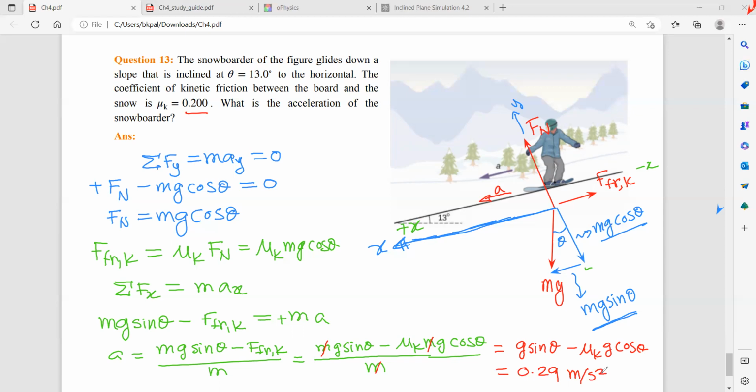So that's basically it. In the next class, I will be talking about uniform circular motion. Some parts of uniform circular motion are very important for those who will be designing highways or streets.